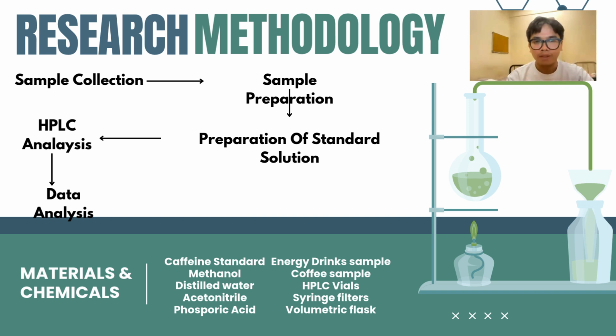Then we have materials and chemicals. The materials that we use are caffeine standard, methanol, distilled water, acetonitrile, and phosphoric acid. Then we have the chemicals. Chemicals that we use are energy drink sample, coffee sample, HPLC vials, syringe filter, and volumetric flask.